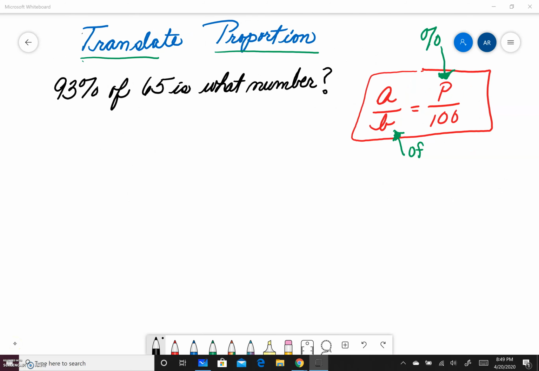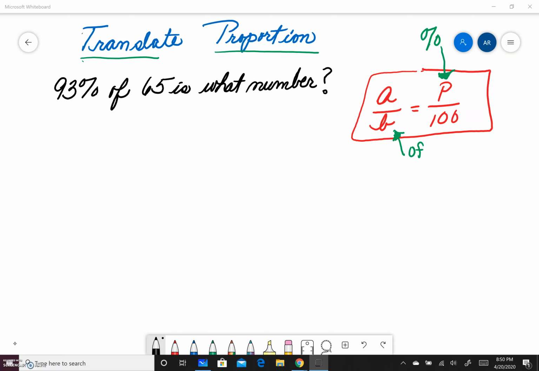So most of what we've gone over so far is from sections 7.1 and 7.2. Now that we're in 7.3, we're working with proportions. So again, we're going to translate and we're not going to solve. So we're going to translate 93% of 65 is what number using this equation over here in red. And this equation is for proportions. So A is for amount, B is for base, equals P is the percentage over 100.